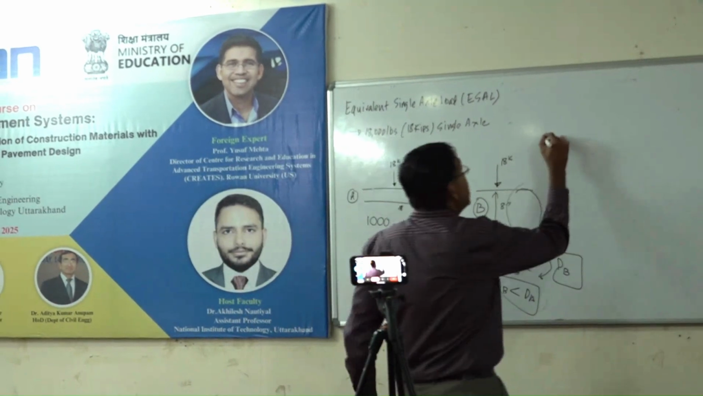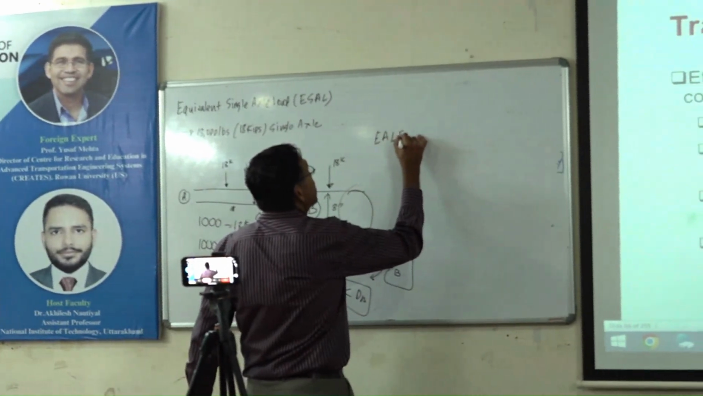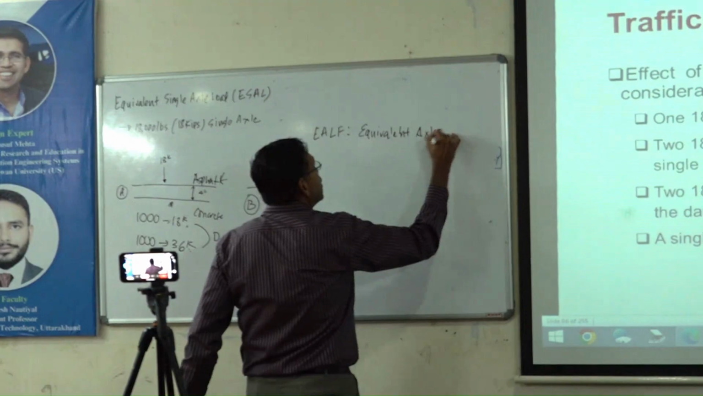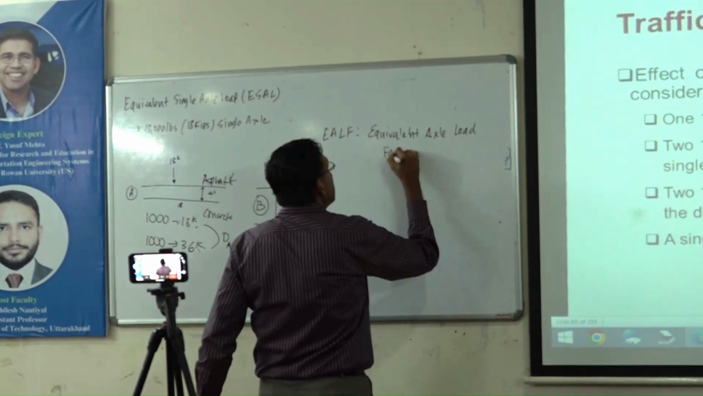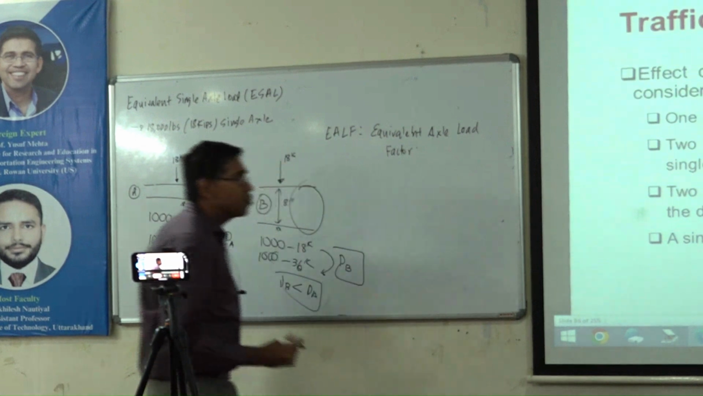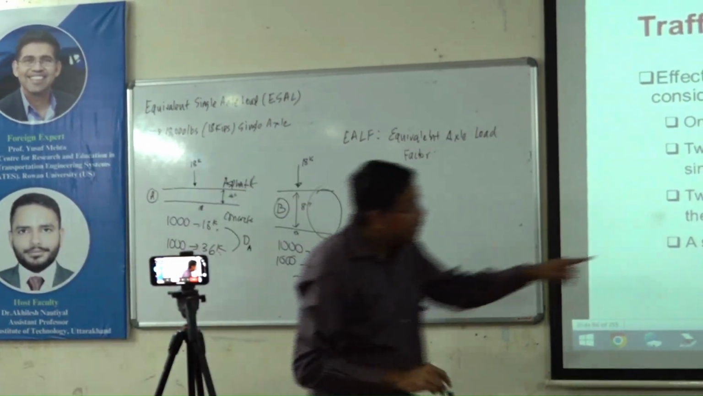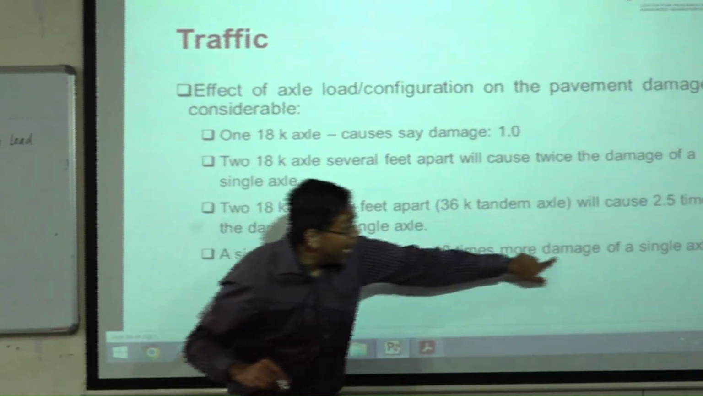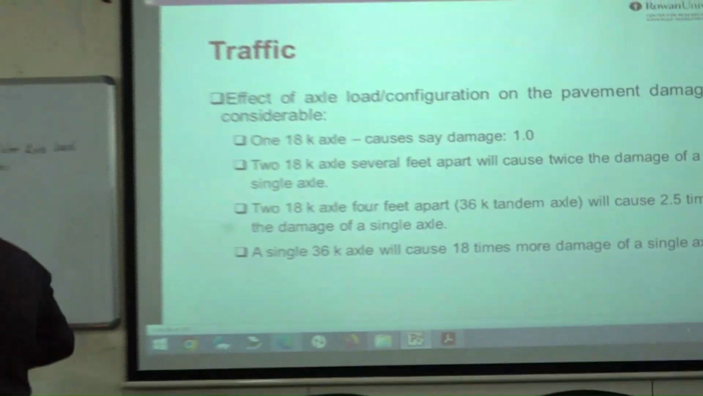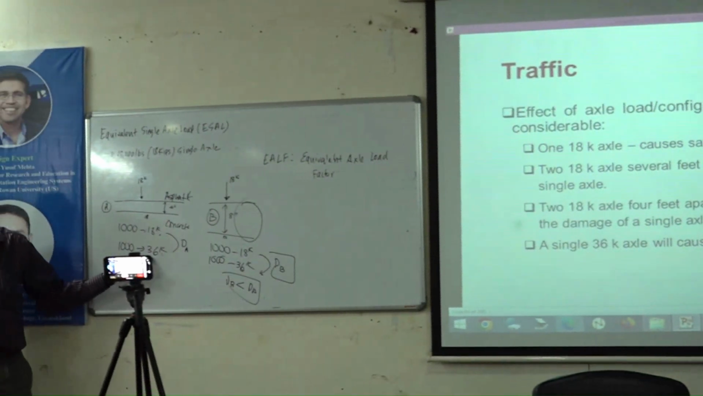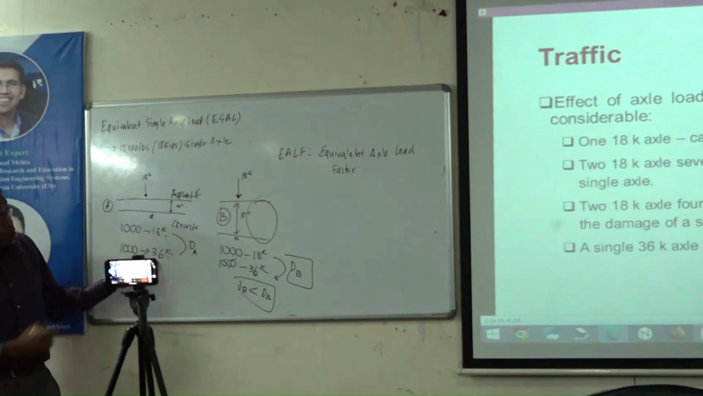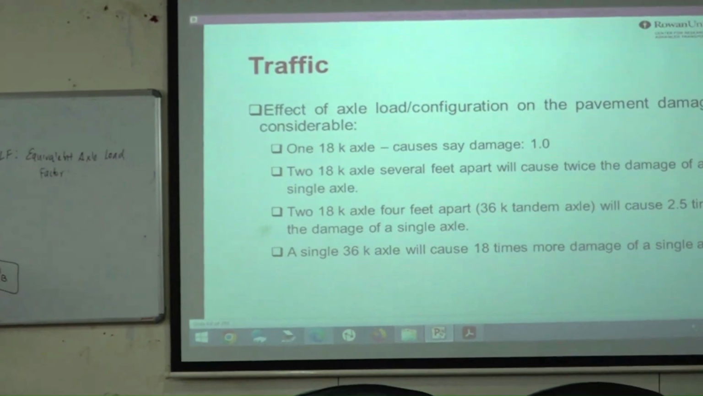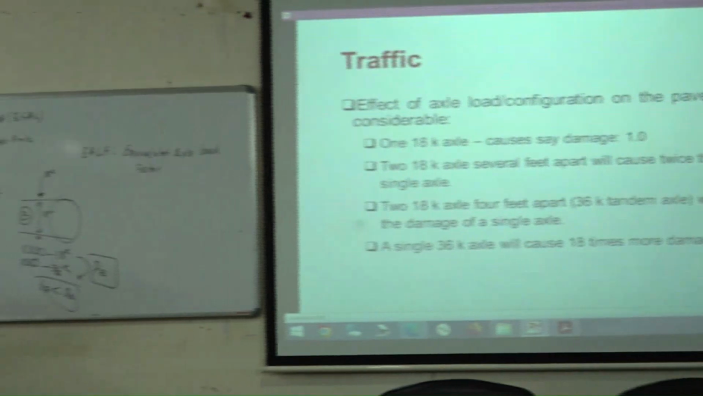Okay, so equivalent axle load factor. Okay, so look at this way. A single 36 kip axle will cause 18 times more damage than a single 18 kip axle. We just talked about this. I went from 18 to 36 kip. So you can see that a single 36 kip will cause 18 times more damage, right? So it is not even twice, it's several proportions.